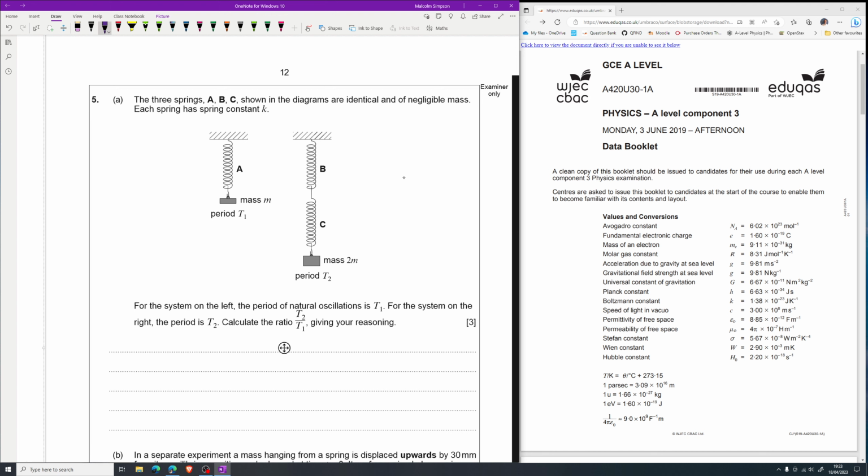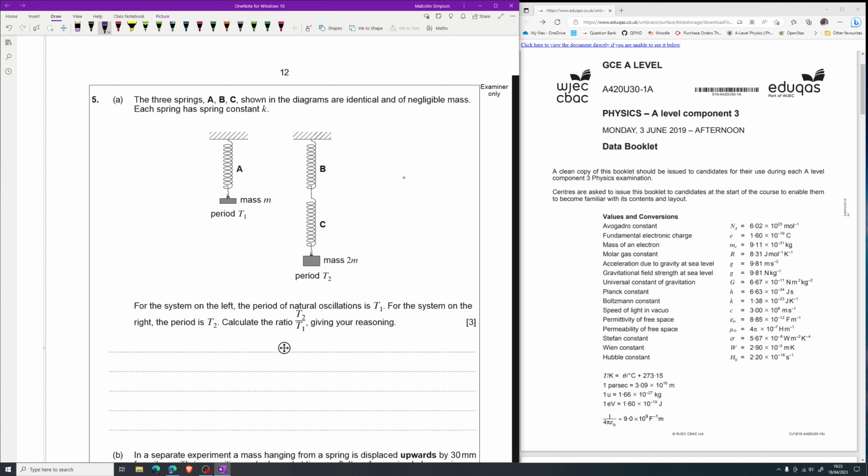Okay, moving on to part B. Be really careful in stuff like this. Look, it says a separate experiment. So we're no longer dealing with this spring system. We've got a mass hanging from a spring displaced upwards by 30 millimeters and released, so it performs simple harmonic motion. So classic SHM setup here. We're given the time period. Show that the maximum velocity of the mass is approximately 0.16 meters per second.